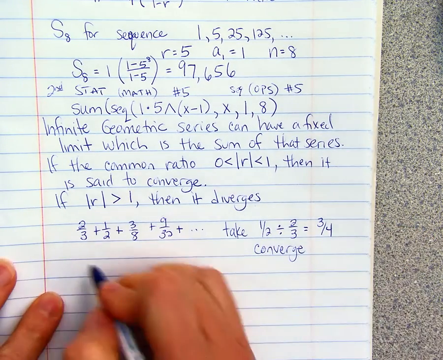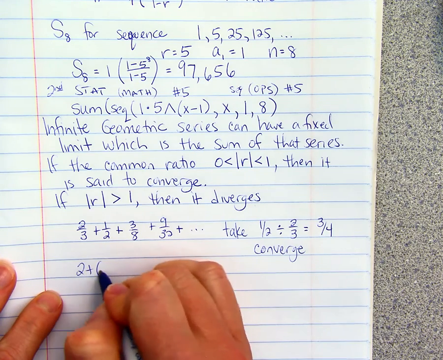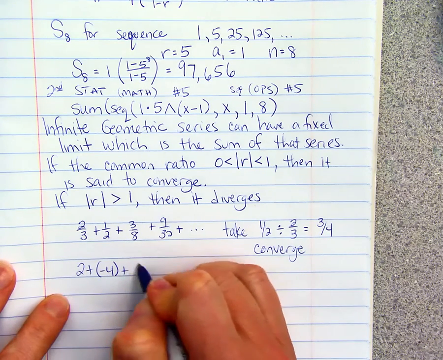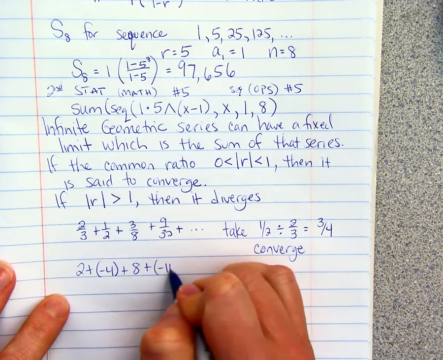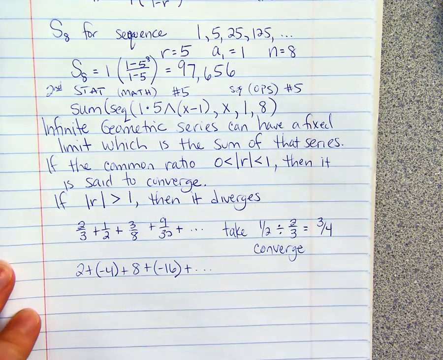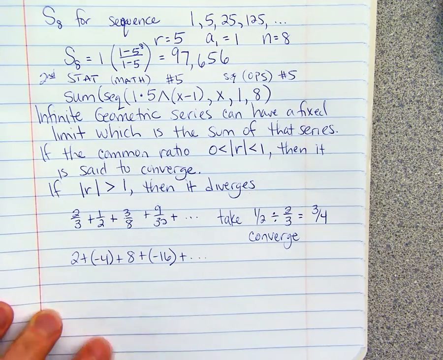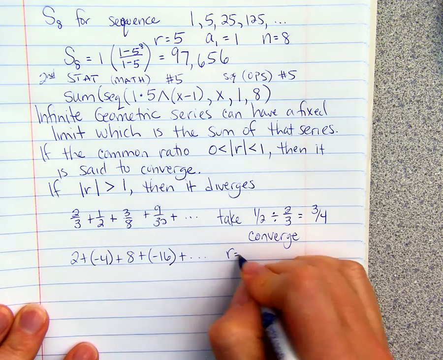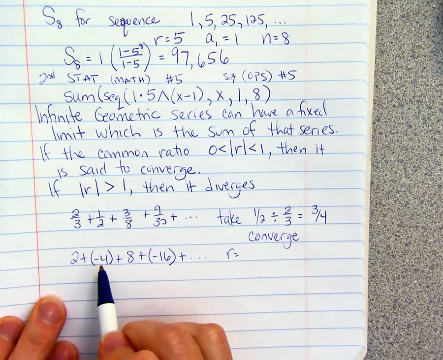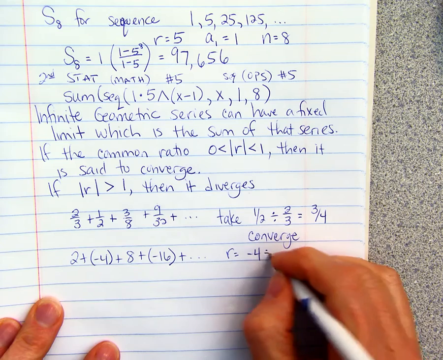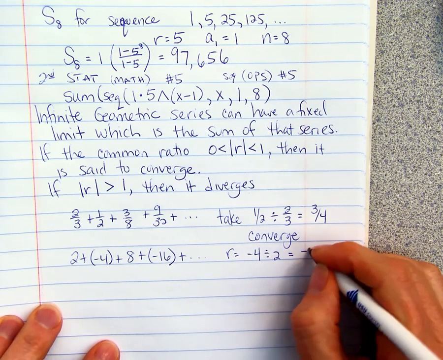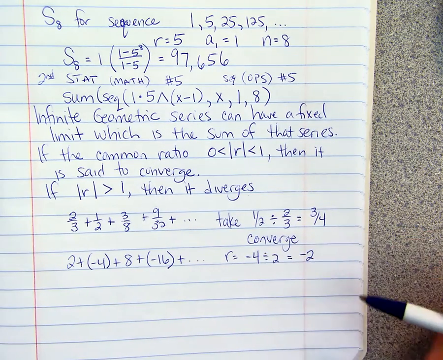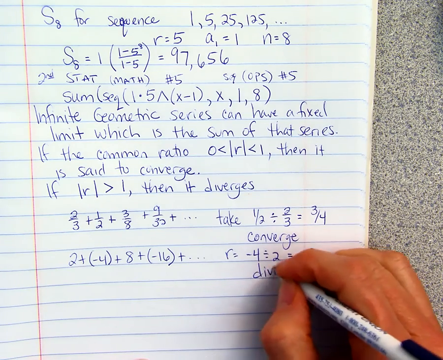And here's another example. If you had 2 plus -4 plus 8 plus -16 plus, and so on. r equals -4 divided by 2, which is -2. Since the absolute value is greater than 1, it will diverge.